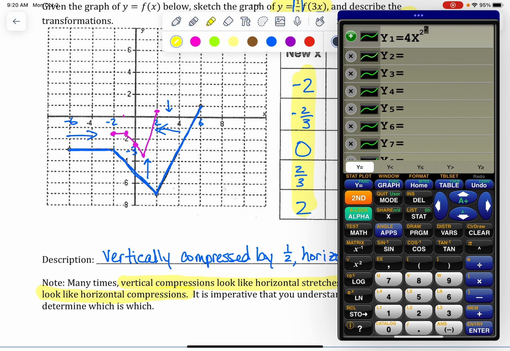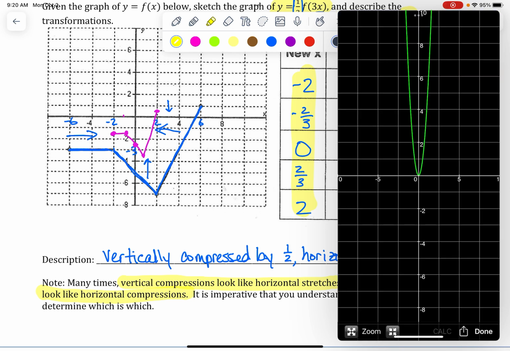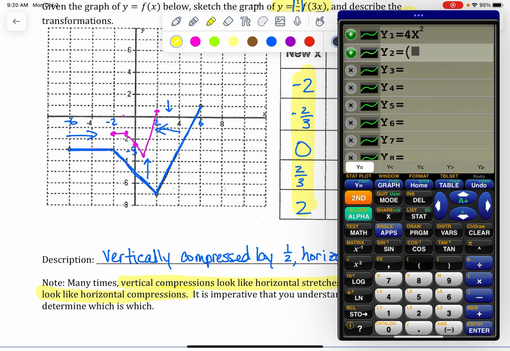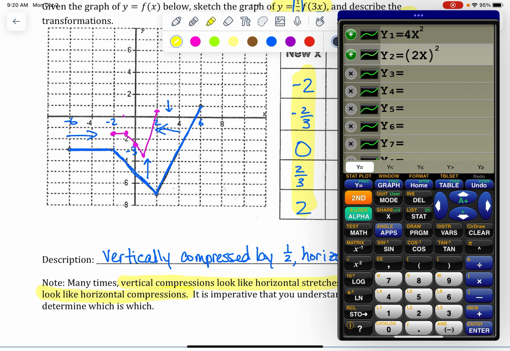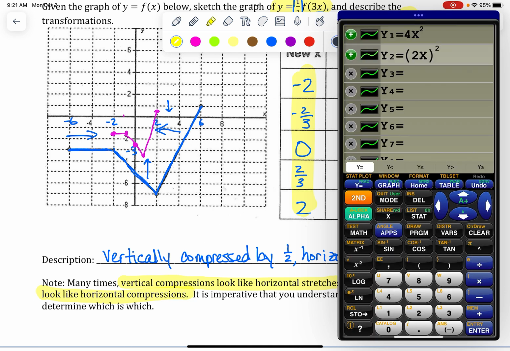Oops. Close that. There we go. 4x squared. That's going to be a vertical stretch of the graph of x squared, right? There's a vertical stretch, no problem. But if I now put it as parentheses 2x squared, well, if you distribute the square, you get the same function, 4x squared, and effectively you graph it, it looks the same thing, right? The graphs look identical, but technically the first graph is a vertical stretch of 4, and the second one is a horizontal compression of 1/2.